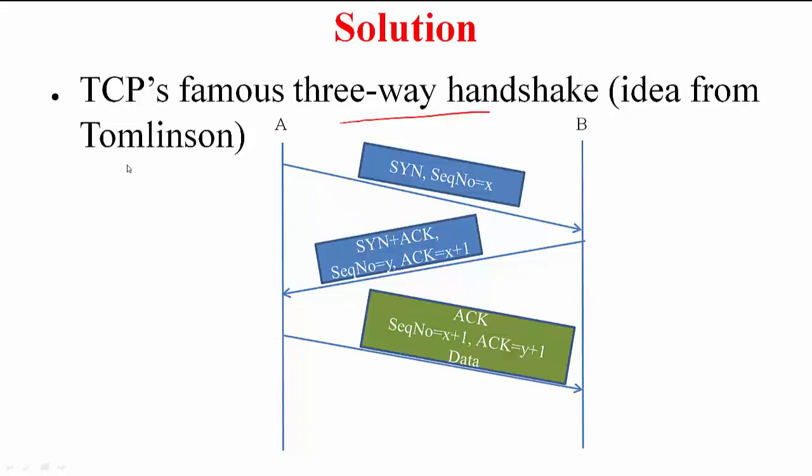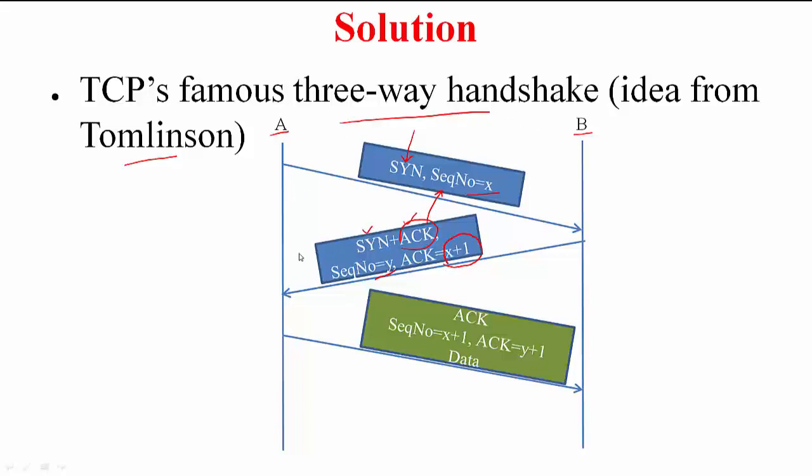This idea was proposed by Tomlinson. Suppose A wants to establish a connection with B, it is going to send this initial packet. This is the initial synchronization packet, and as part of this packet, it is going to tell B that I am going to use sequence number starting from X. Now in response to this packet, B is going to set the flags SYN and ACK, where it is also synchronizing with A and saying I am going to use sequence number Y, and it is acknowledging this particular packet by saying I want X plus 1.